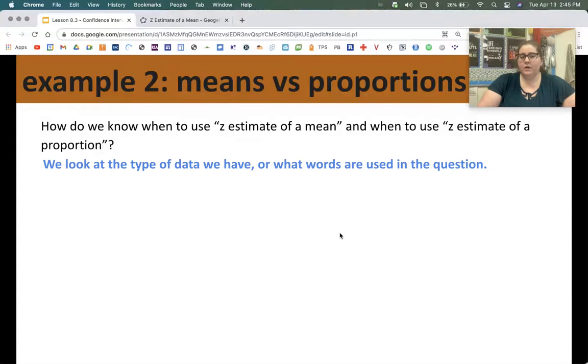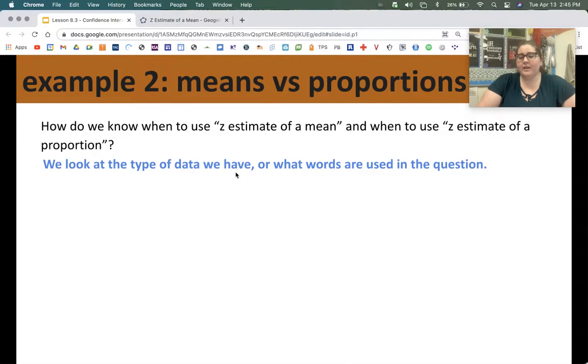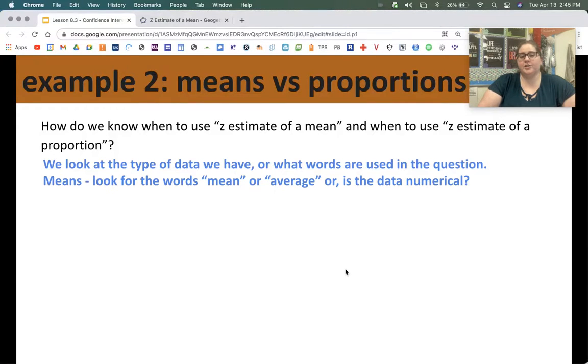Well, we have to look at the type of data we have, or we need to look at what words are used in the question. This will come in handy when you get to the test for this unit. We want to make sure that we are using the right option on our little website. So we need to look at the data that we have or look at the words used in the question.